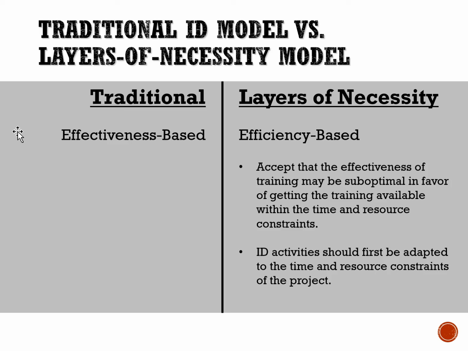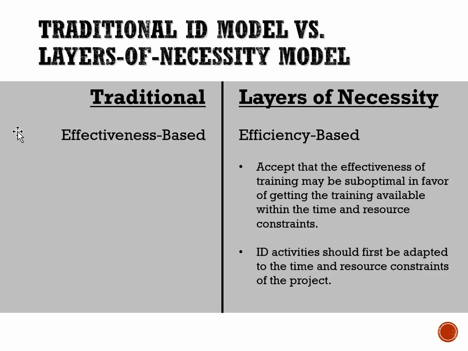So in traditional instructional design models, they are very effectiveness based. We want to have designed instruction that is going to be very effective and optimal, but in the layers of necessity, we're designing instruction to be good enough, to be adequate within the constraints that we have. It's efficiency based. And so we accept that the effectiveness of the training may be suboptimal because we're favoring getting the training done within the constraints.